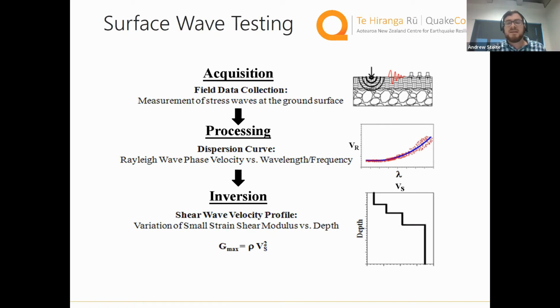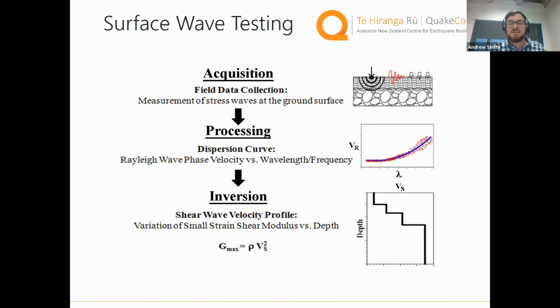We then take this data and process it to develop what we call a Rayleigh wave dispersion curve. The surface waves travel at different velocities at different frequencies. However, that is not actually what we're interested in. We are interested in getting a shear wave velocity profile, a measurement of the soil stiffness with depth.